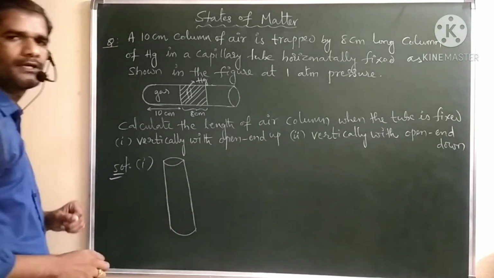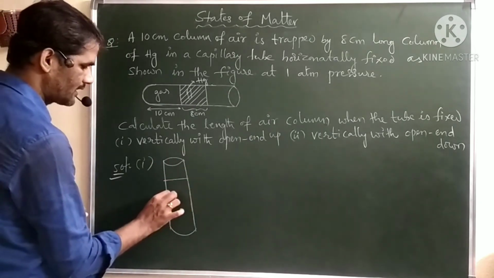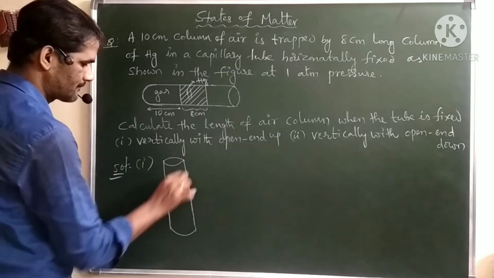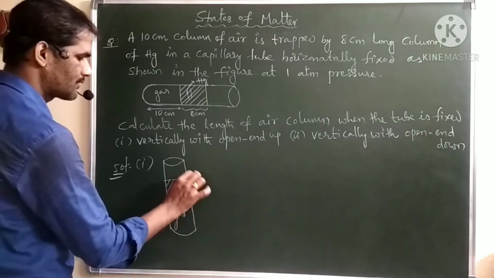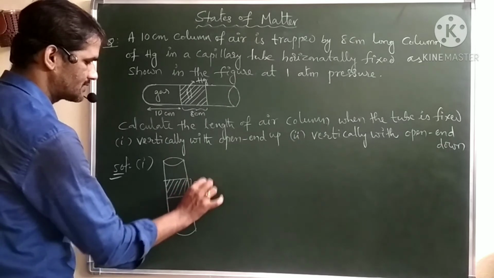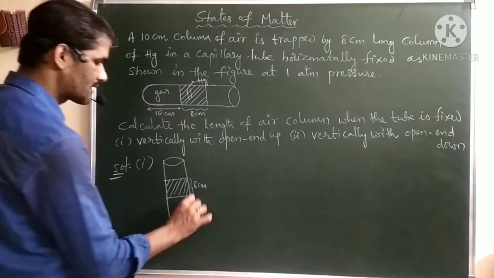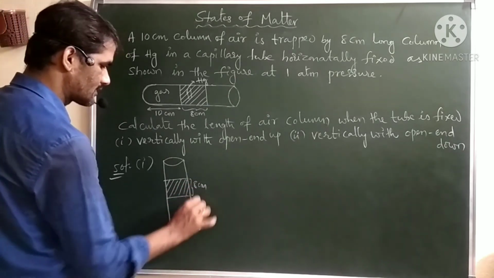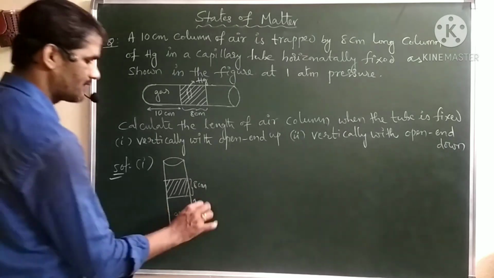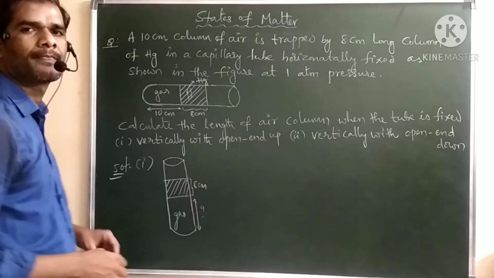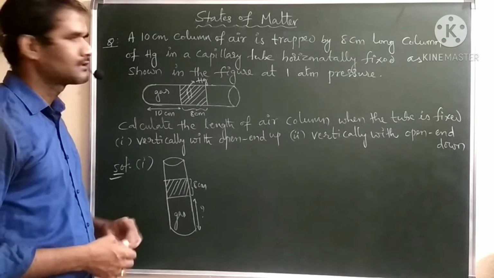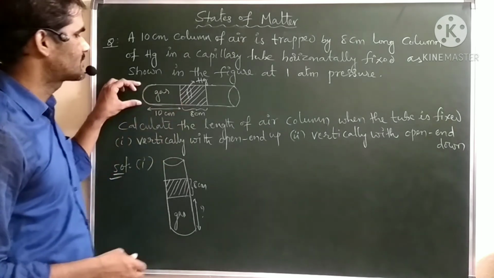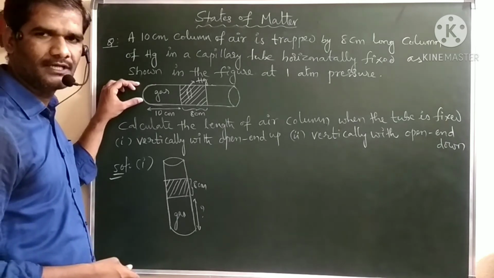And this is vertically with open end upside, and this is the mercury part, and this is the gas. The mercury level is 8 centimeters. Now what is the gas level here? The column of the gas, the height we have to calculate. So here which formula we can apply? Anyhow they give, and this is horizontally placed at 1 atmospheric pressure.